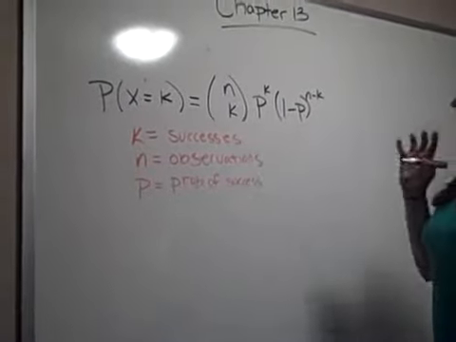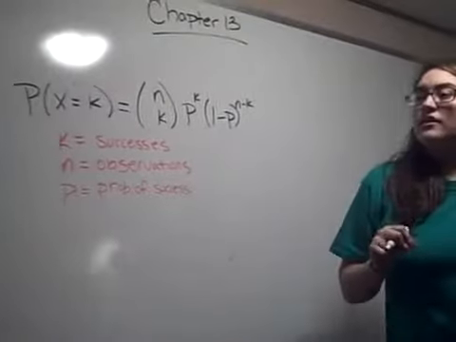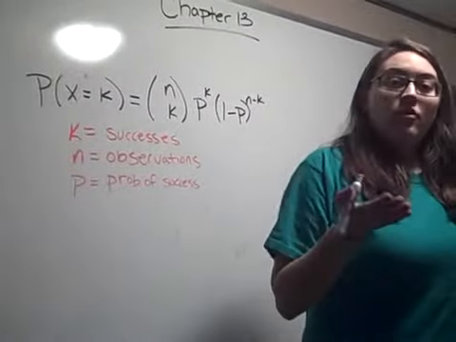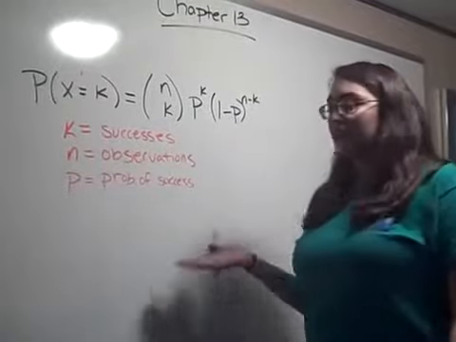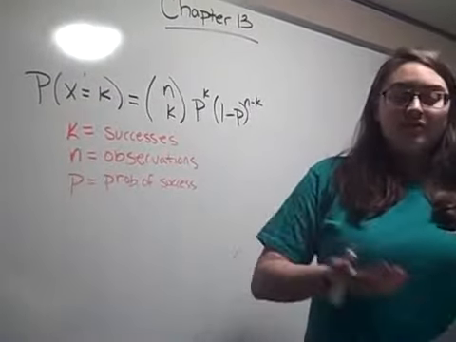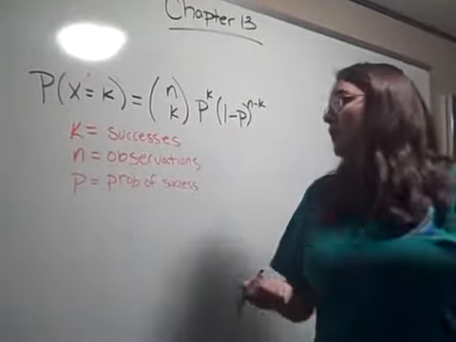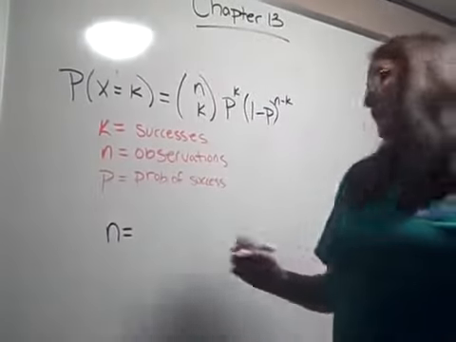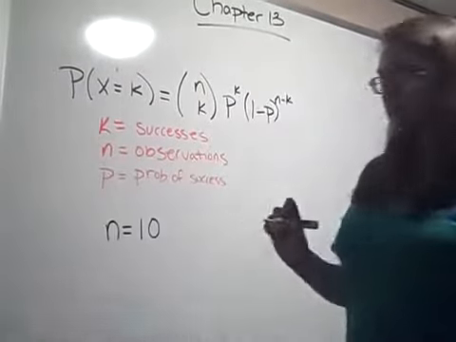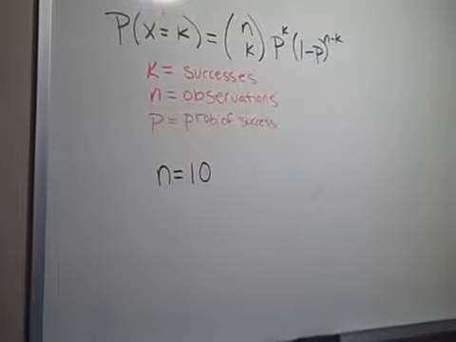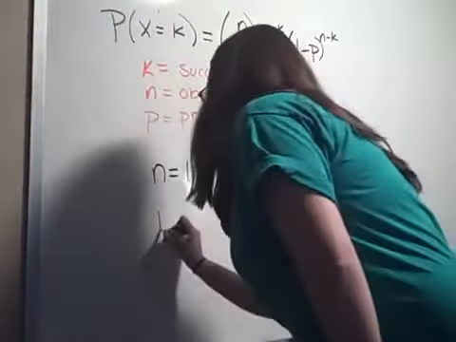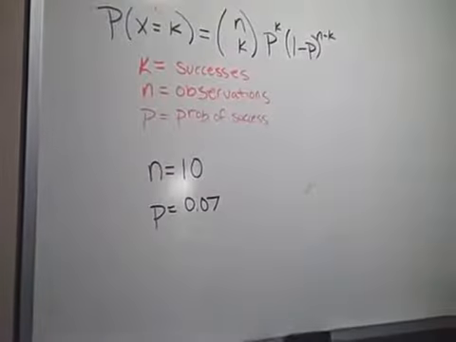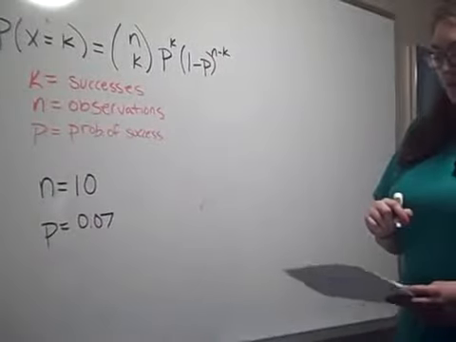Now, let's say that we are looking at M&M packets, and we want to know what the probability is of getting a package where there is one too many M&Ms in there. There's an extra M&M. So let's say we have 10 packages that we're looking at. And we have found out through statistics that the probability of getting a bag with one extra M&M in it is 7%.